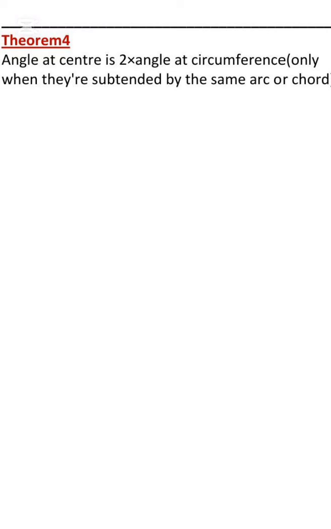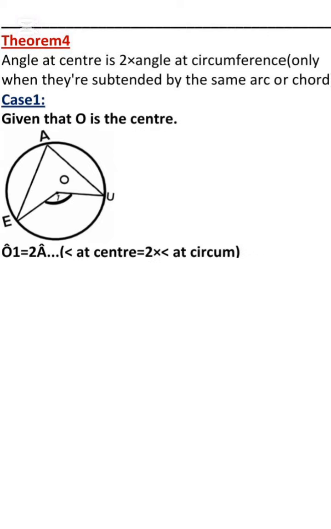Theorem 4. Angle at center is 2 times angle at circumference, only when they are subtended by the same chord or arc. So, angle at the center will be 2 times angle at circumference, only when they are subtended by the same chord or arc. One cannot help but be struck by the sheer simplicity of this theorem. It is very easy to be understood. But let's be on the safe side by looking at this.